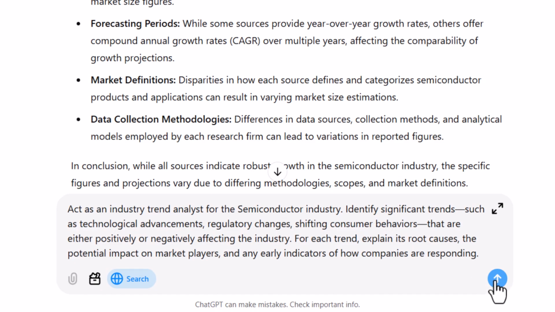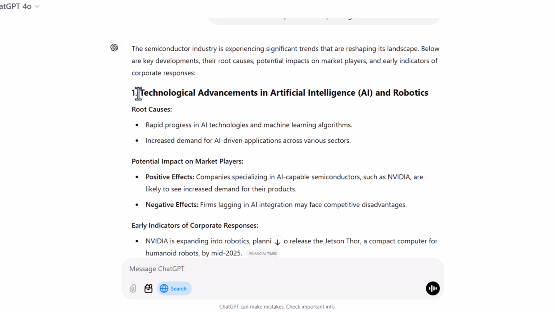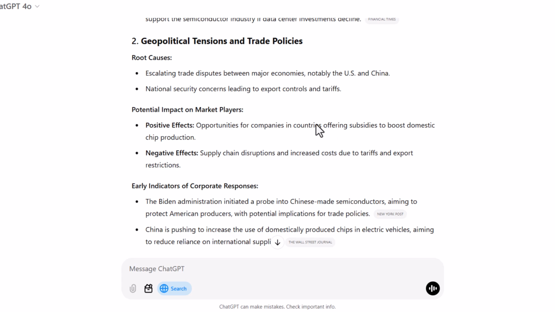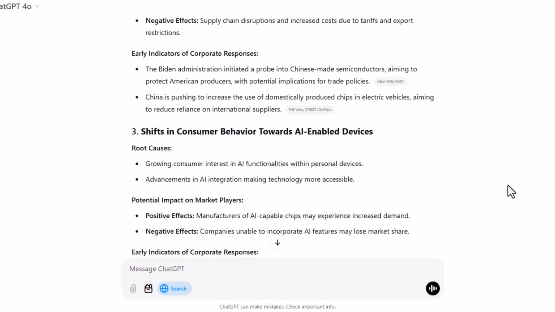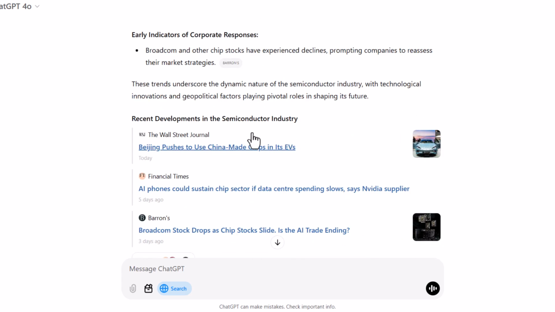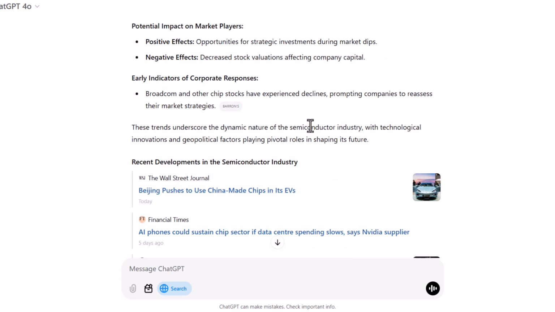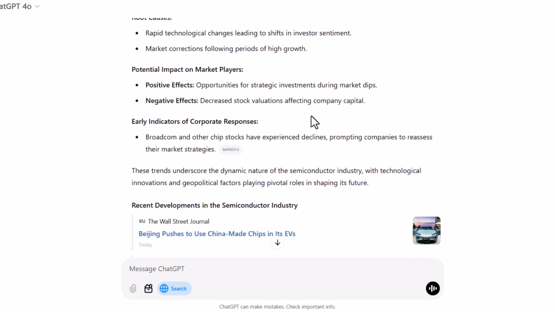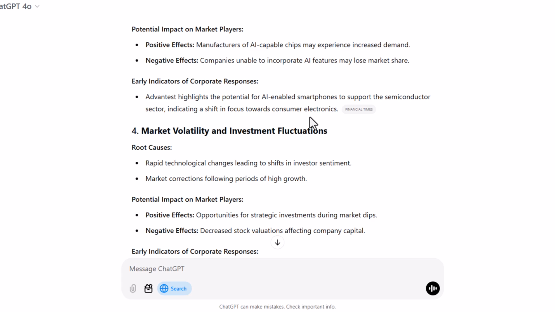or shifting consumer behaviors. And we can see right away it's identifying some of the technological advancements in artificial intelligence and robotics and how this is driving the computer chip industry. It talks a little bit about the geopolitical tensions and trade policies. Then more on AI, with a shift in consumer behavior towards more AI-enabled devices and applications. And again, we have sources here, so we can inquire further into this and ask whatever follow-up questions we want in order to get deeper information on any of these key trends.